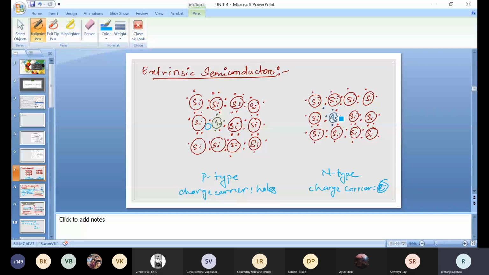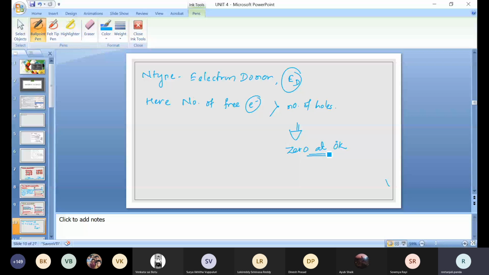As you give the external excitation, the covalent bond will break and it will create some holes and some free electrons also. But when you are giving the excitation, the number of holes created will be equal to the number of free electrons that jump to the conduction band. But before that also, a few free electrons are already present in the conduction band.